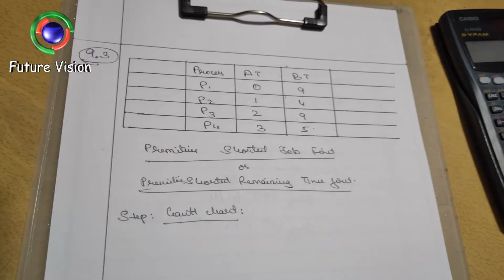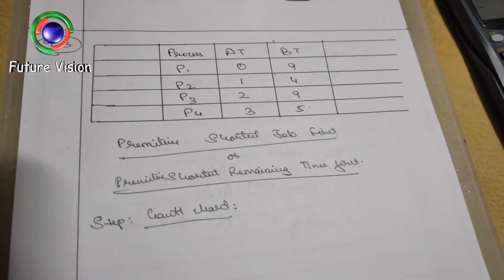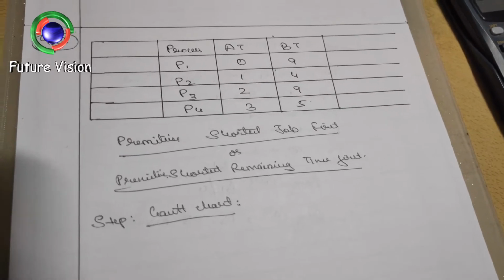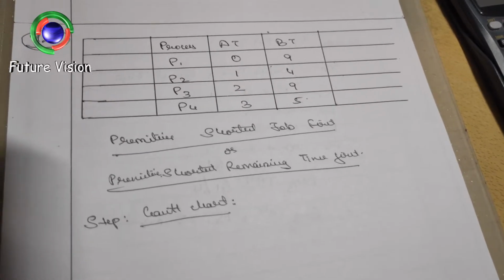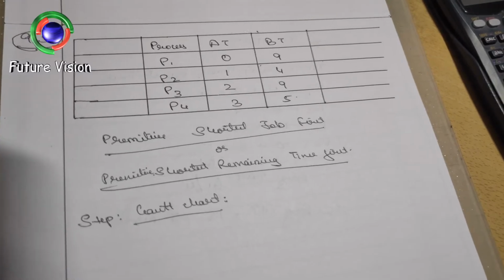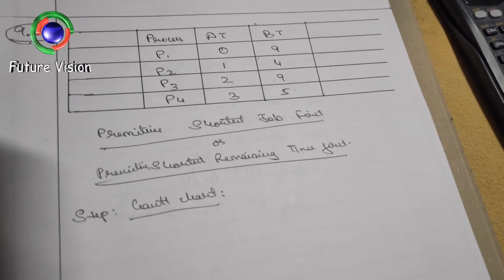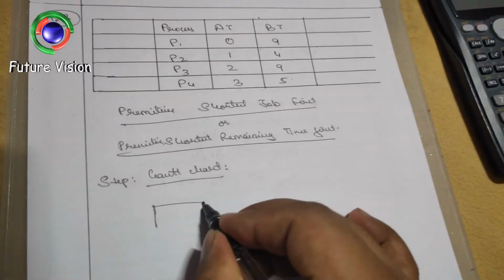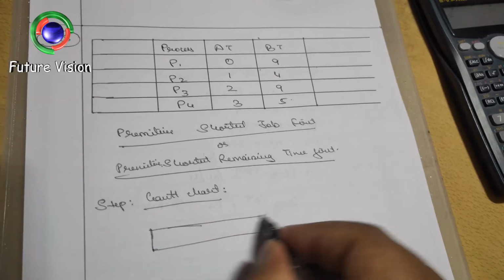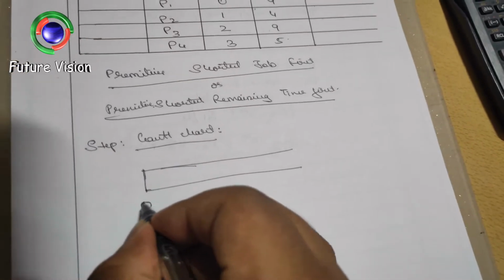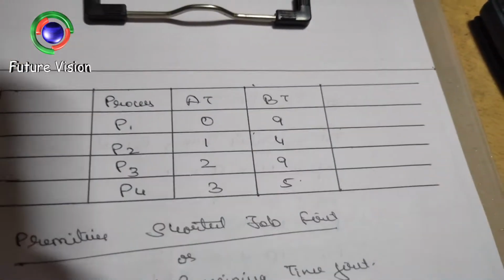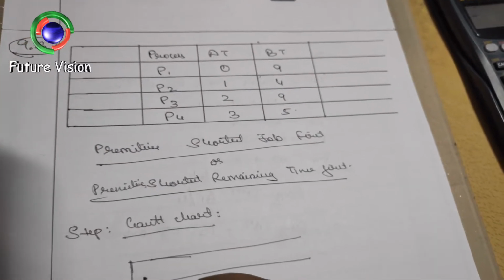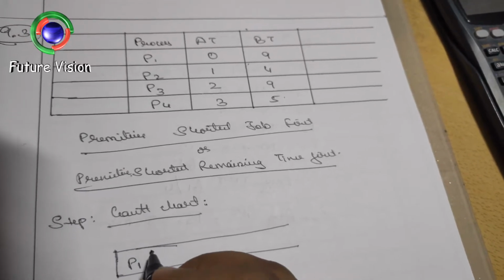Alright, first let us see what is preemptive. Preemptive means the processor has the capability to preempt or stop a process to check for the shortest process at that arrival time. We will illustrate this with an example. The chart always starts from 0. So at 0 milliseconds P1 arrives.